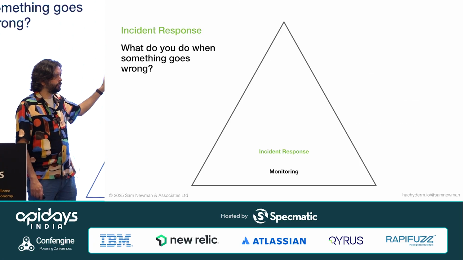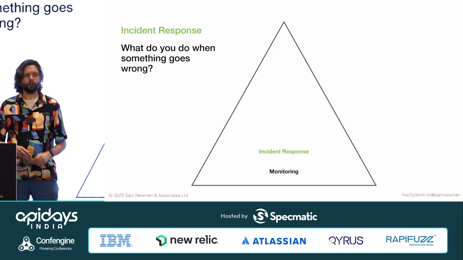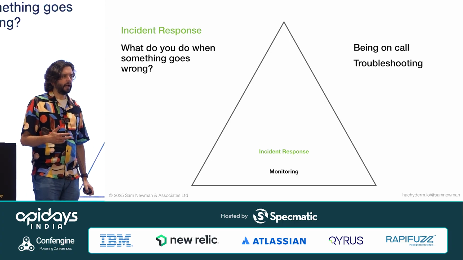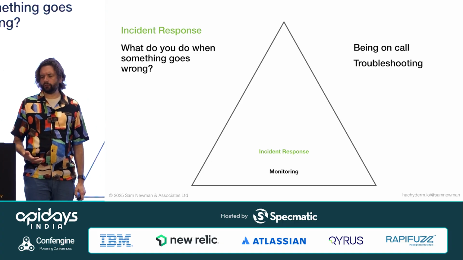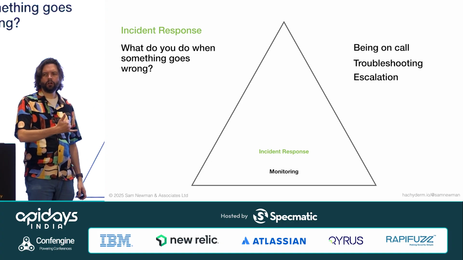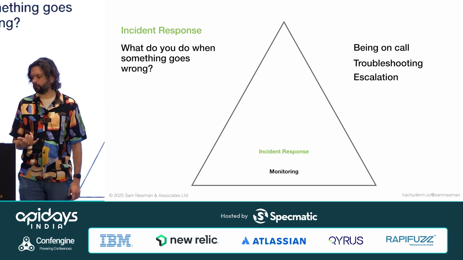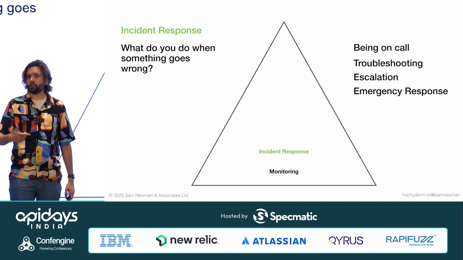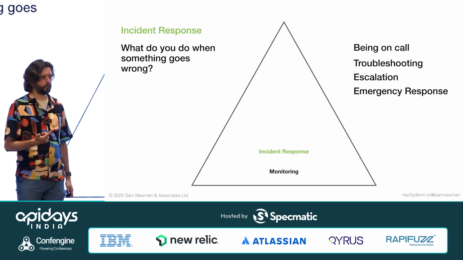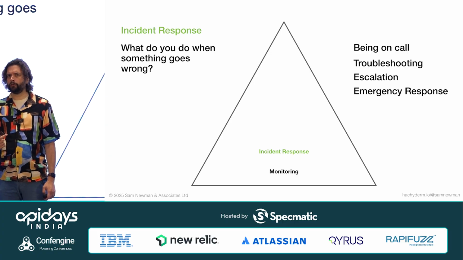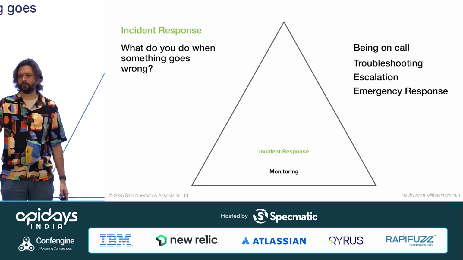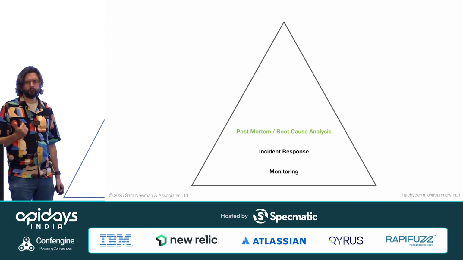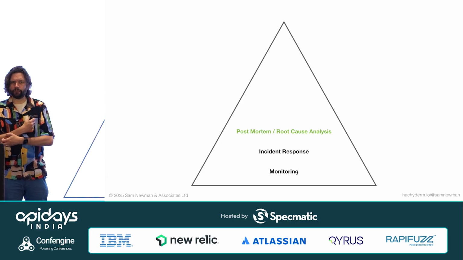Incident response. When something goes wrong, what do you do? Do you have a process for how people are on call? How good are you at dealing with the troubleshooting processes or the escalation when you're dealing with a tier 1 support issue? And what about things like emergency response, communication with customers in the wake of that sort of stuff? This is something I find corporates tend to be very bad at, especially when they're moving into the SaaS world for the first time. Next, we've got post-mortem or root cause analysis.